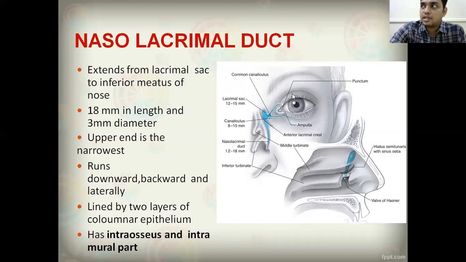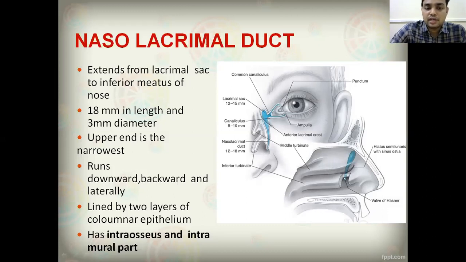This lacrimal sac is followed by the nasolacrimal duct, which extends from the neck of the lacrimal sac into the inferior meatus. It is around 18 mm in length and 3 mm in diameter. The upper end is the narrowest. It runs downwards, backwards, and laterally, and is lined by 2 layers of columnar epithelium.